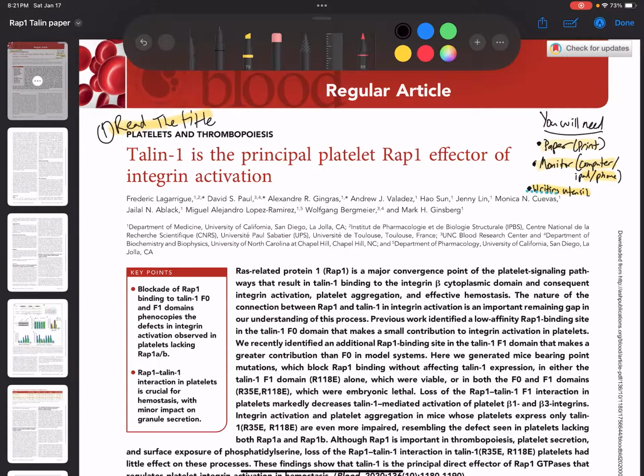So the first thing you're going to do is go on Wikipedia. What is Talin 1? And write that here. And you'll find that that is a signaling molecule. Is the principal platelet RAP1 effector. Okay, so what is platelet? If you were to look that up online, you would go, that is a cell type. All right. What is RAP1? That is another signaling molecule.